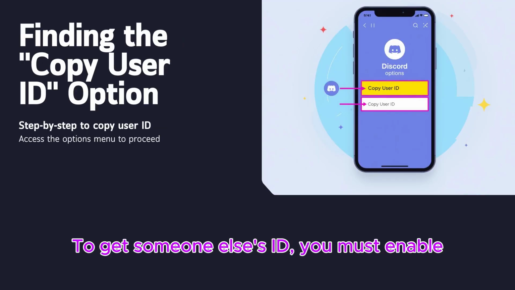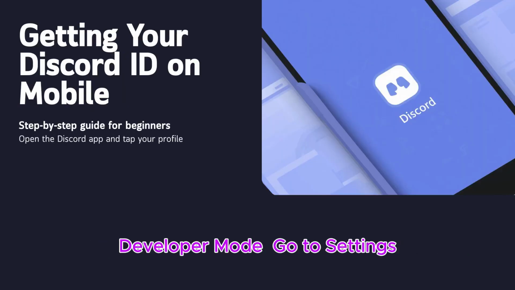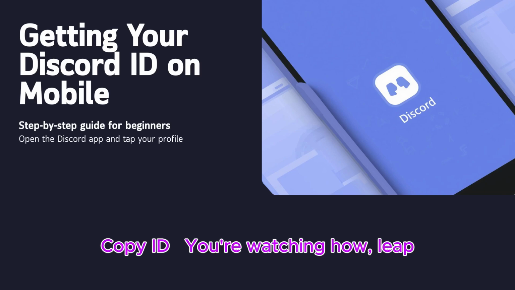To get someone else's ID, you must enable Developer Mode. Go to Settings, tap Appearance, then toggle Developer Mode on. Now go to their profile, tap the three dots, and select Copy ID.